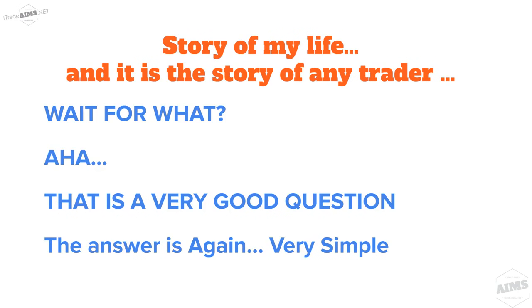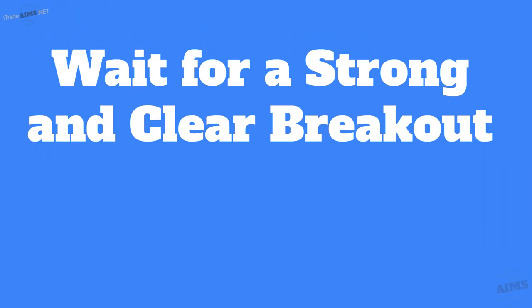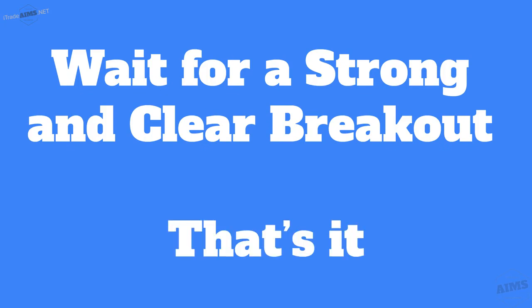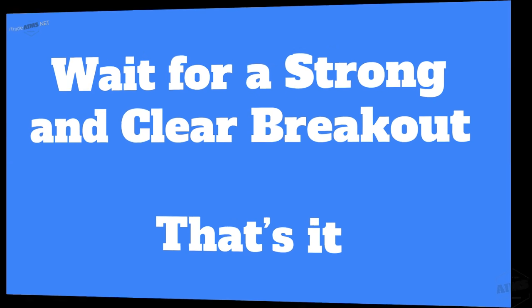The answer is, again, very simple. Wait for a strong and clear breakout. That's what we wait for. So we've identified the range first. Then we wait for a breakout. That's it. You wait for a breakout. Now there are two ways of waiting. Do you wait while you are staring at the screen, or do you wait outside in the garden?